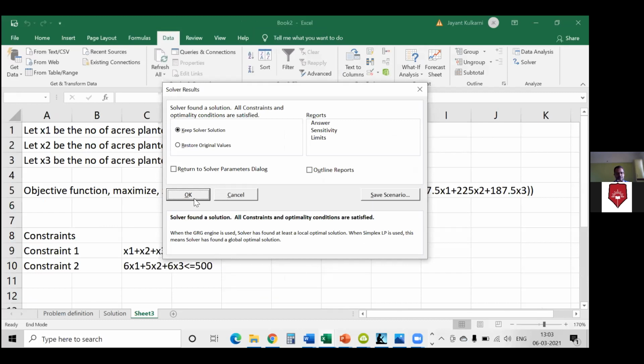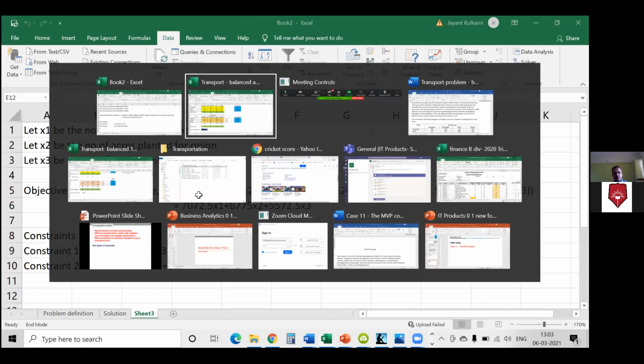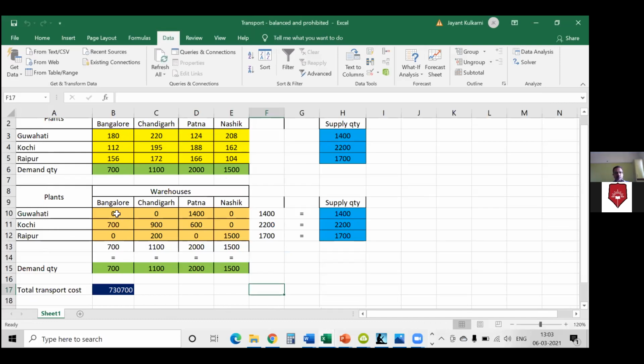It tells me that we have found a solution. So I say okay. And the solution you will be able to find in the orange matrix with the total transport cost as 7,30,700. Okay. So that's how we solve a transportation problem.